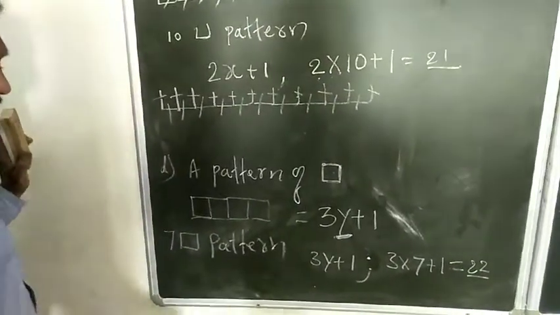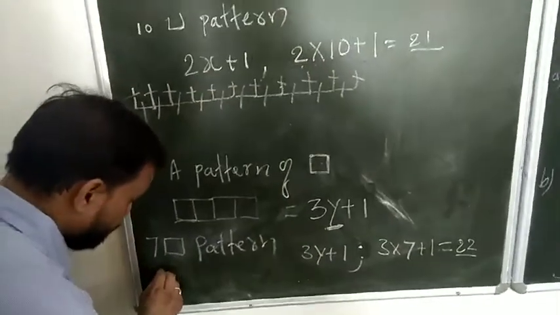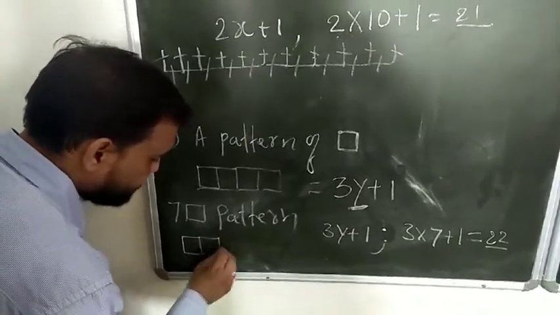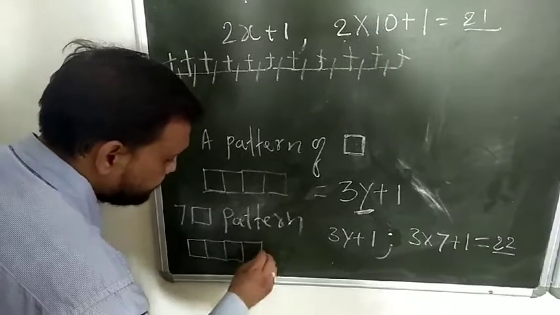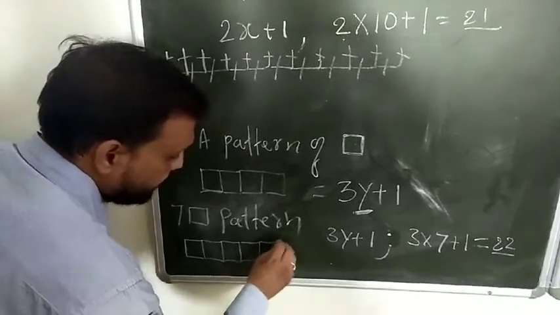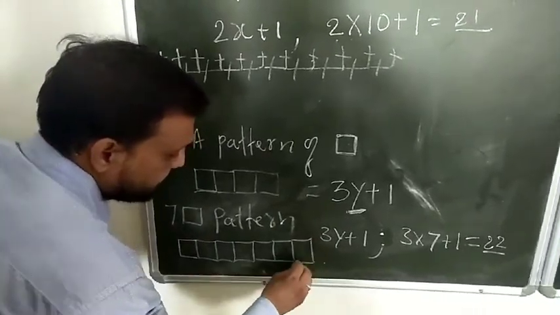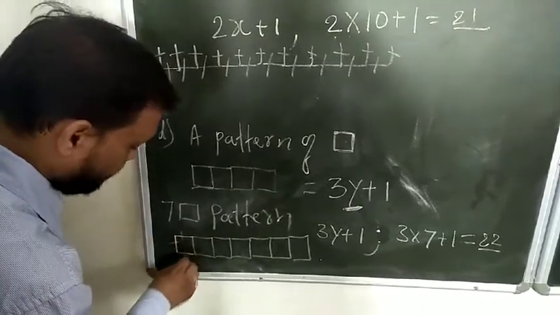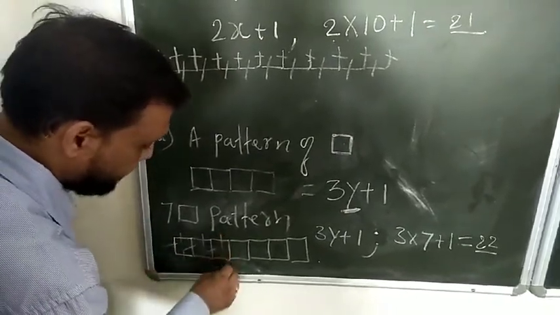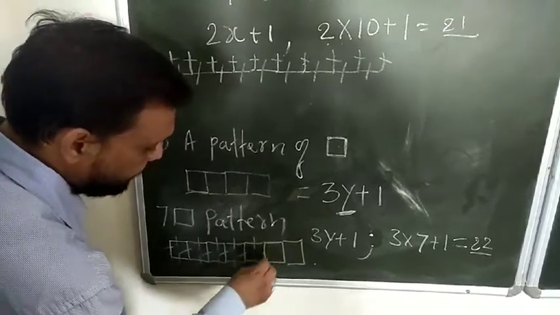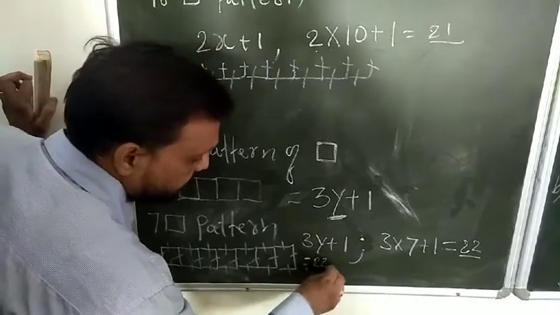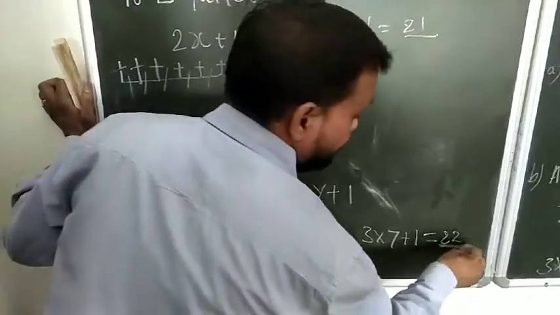Now we will see whether we actually require 22 sticks or not. First make one square. This is the first square. Second, third, fourth, fifth, sixth, 7. We have written here 7 squares. Now how many sticks do we require? 1, 2, 3, 4, 5, 6, 7, 8, 9, 10, 11, 12, 13, 14, 15, 16, 17, 18, 19, 20, 21, 22. We require 22 sticks. Here we find 22 sticks already.